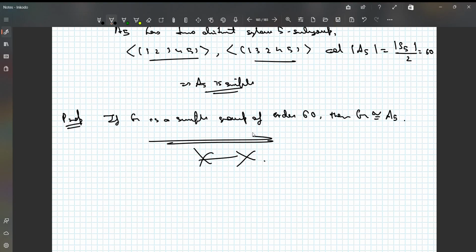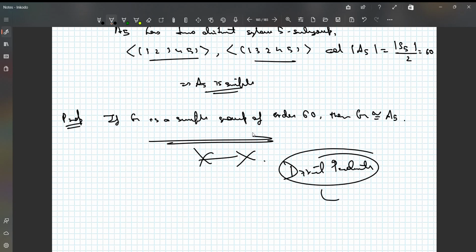So we end this lecture here. In the next lecture, we are going to start our discussions on direct products of groups, and then we will be entering the concepts of the fundamental theorem of finite abelian groups. So meet you guys in the next lecture.